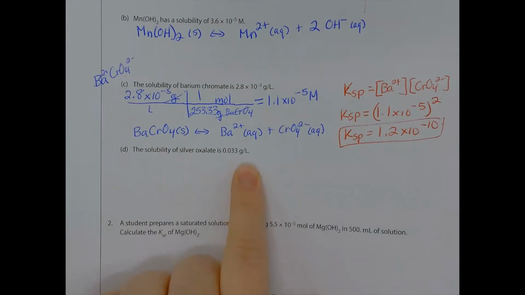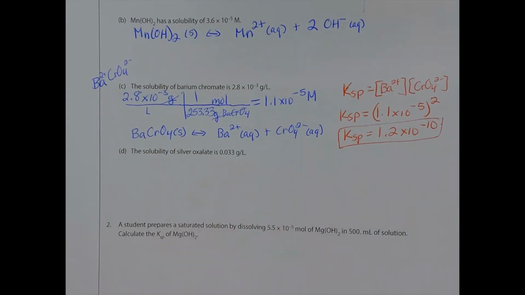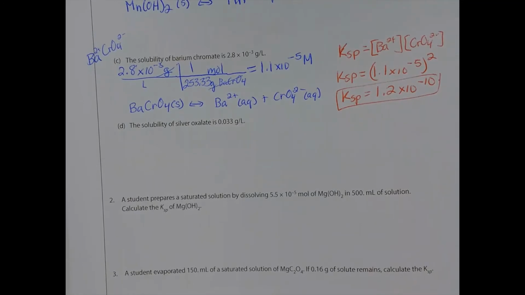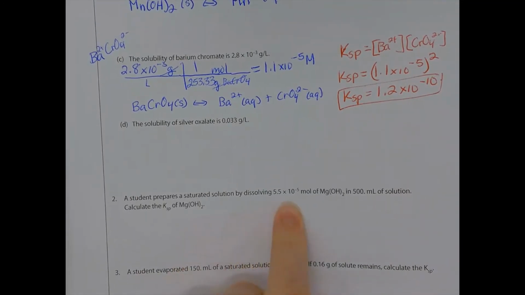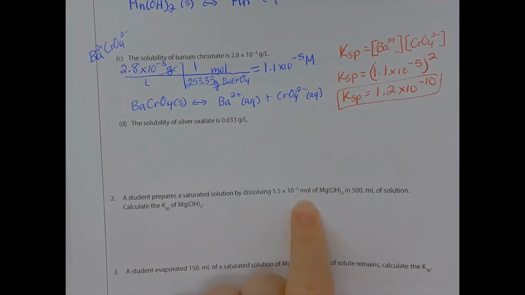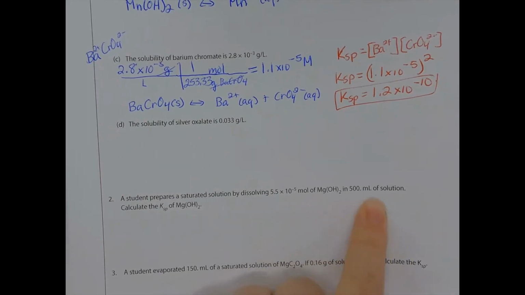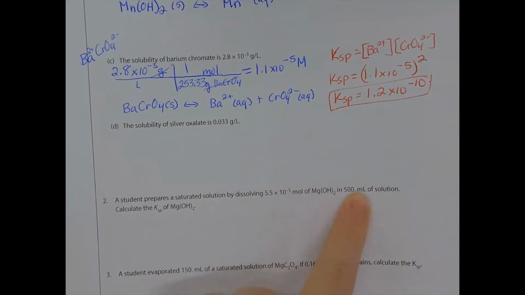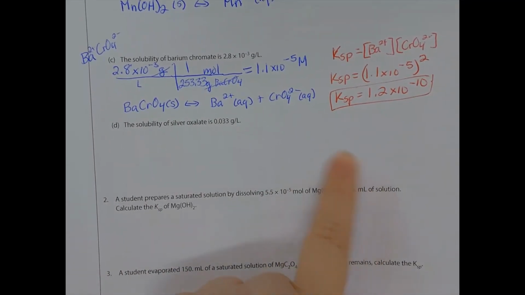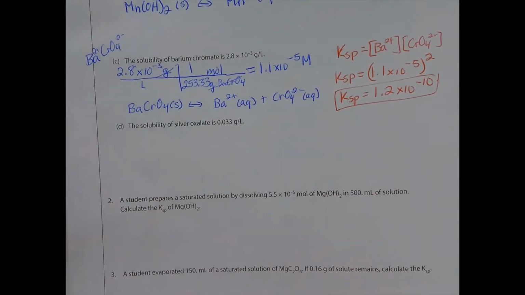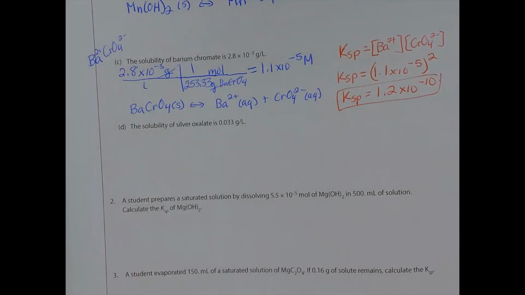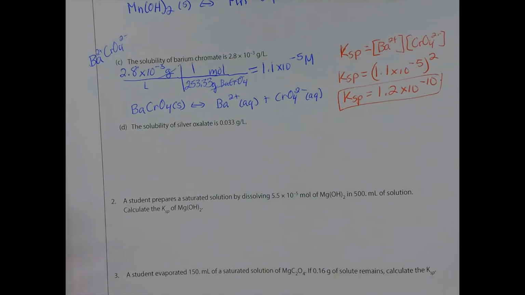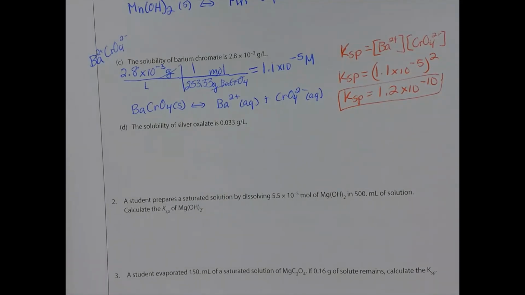All right, so we'd approach these questions the same way. We just have to do a little calculating, a little converting first. When you get down to the bottom, it says a student prepares a saturated solution by dissolving 5 times 10 to the negative 5th moles of magnesium hydroxide in 500 milliliters solution. Again, we have moles and milliliters, so we need to find our molarity first, and then we're going to approach it the same way as number 1. Okay, so a lot of these they're just getting to that molarity first and then completing the rest of the problem. So try those out.